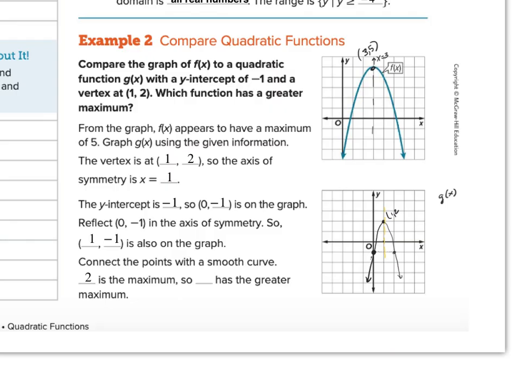So I'll just say here 2 is the maximum, so blank has a greater maximum. Who has a greater maximum? F of x has a greater maximum. So just being able to look at those characteristics and compare. But in order to be able to compare the characteristics, you definitely have to understand the vocabulary to what they're looking for.